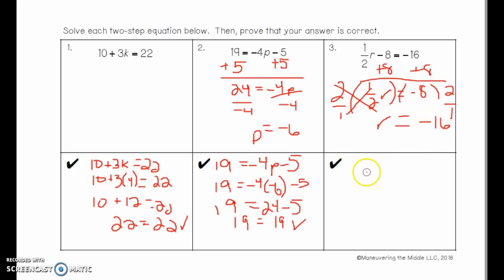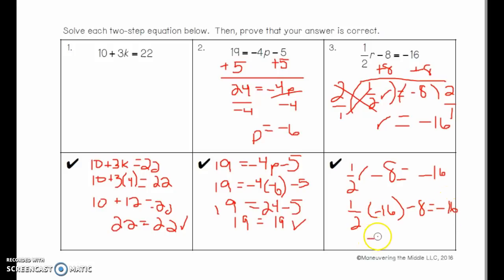And I'm going to do my check very quickly. I have 1/2 r minus 8 equals negative 16. And I know I'm going fast. I just don't want this over 10 minutes. So r is negative 16. And if I have 1/2 of negative 16, I know that that's going to be negative 8. Okay, 1/2 of 16 is negative 8. Negative 8 minus 8 is negative 16. In the nick of time, negative 16 equals negative 16.